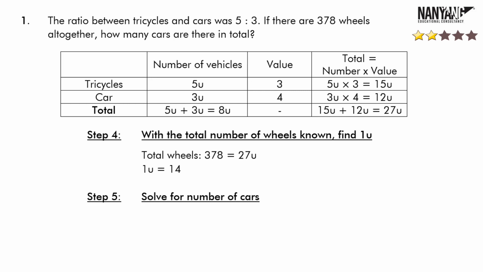Now we can solve for the number of cars. As our table states, we have 3 units of cars, which is 3 times 14, 42. So there were 42 cars. That's our answer.